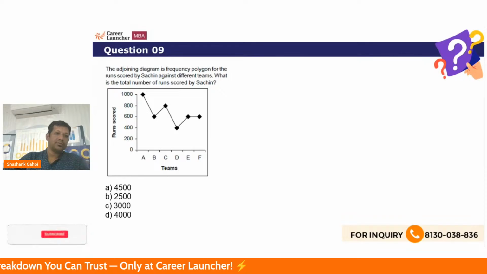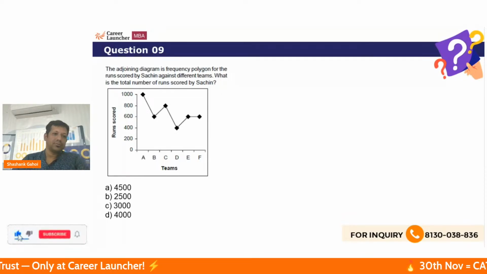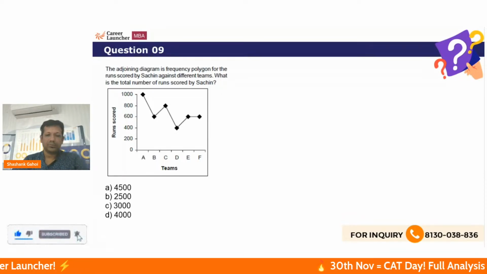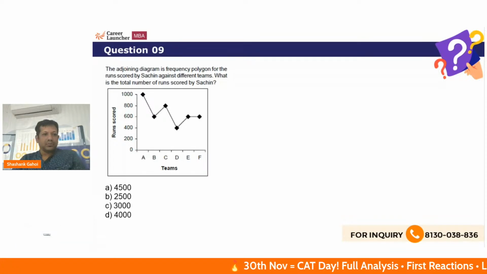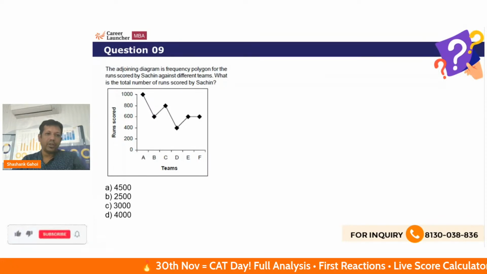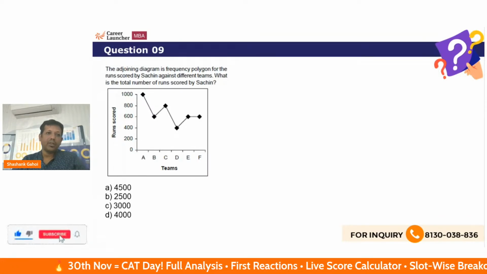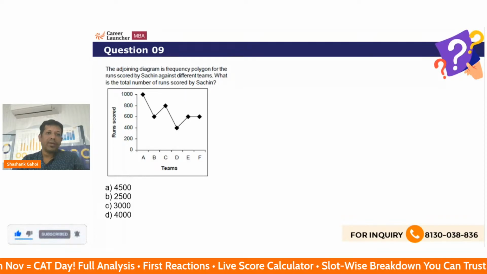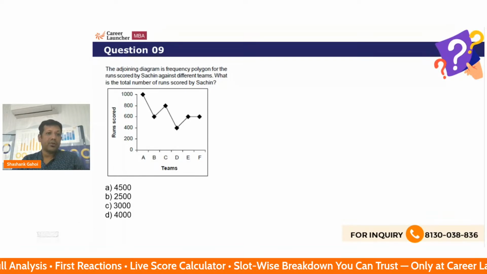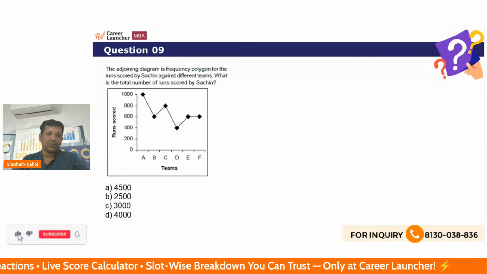This one. The adjoining diagram is a frequency polygon for the runs scored by Sachin against different teams. What is the total number of runs scored by Sachin?